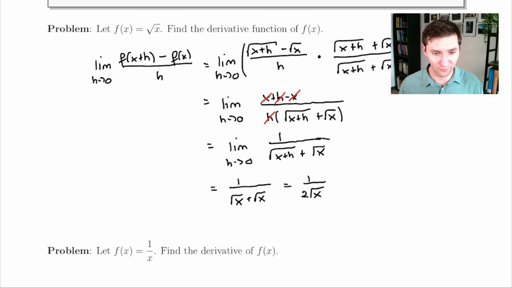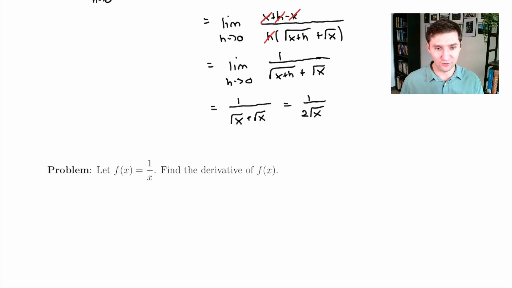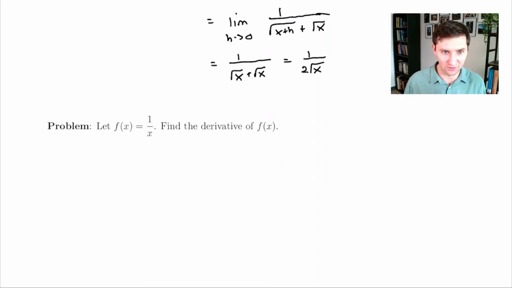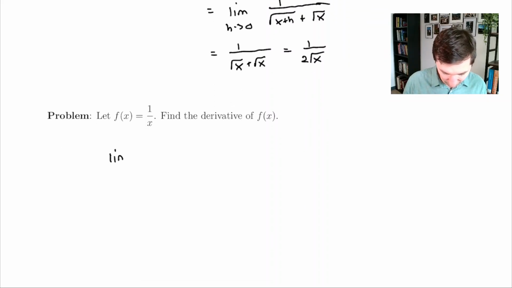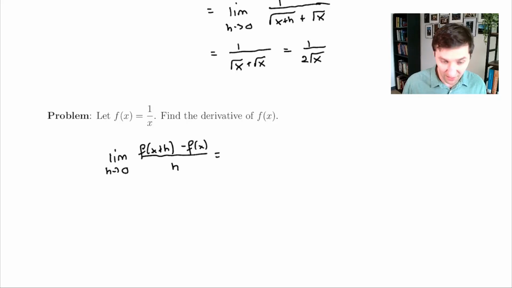Let's do the same thing for the function 1 over x. If you would like to try it on your own, stop the video now. I start with the limit definition. I write the limit, as h goes to 0, of f of x plus h minus f of x divided by h. Now I use the formula.